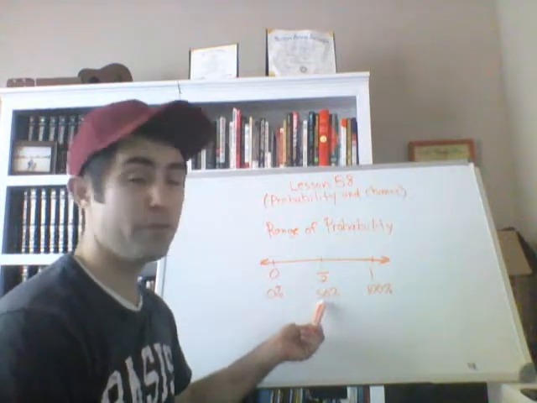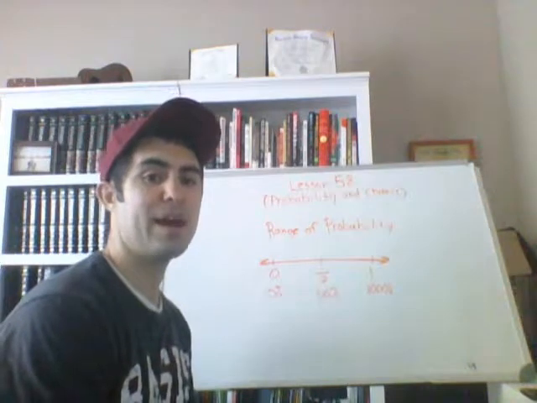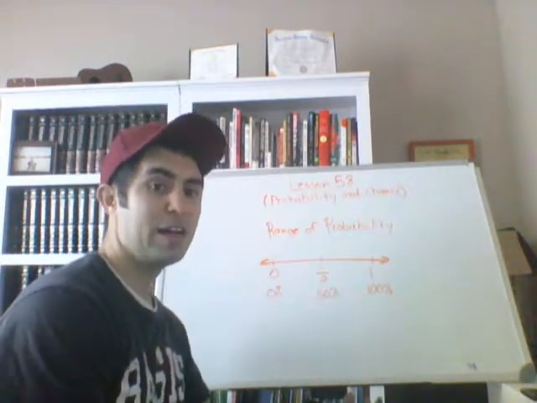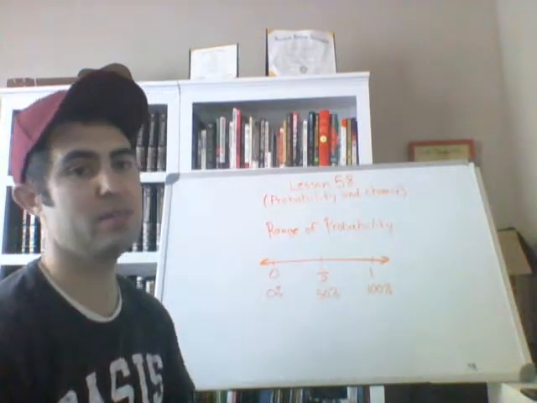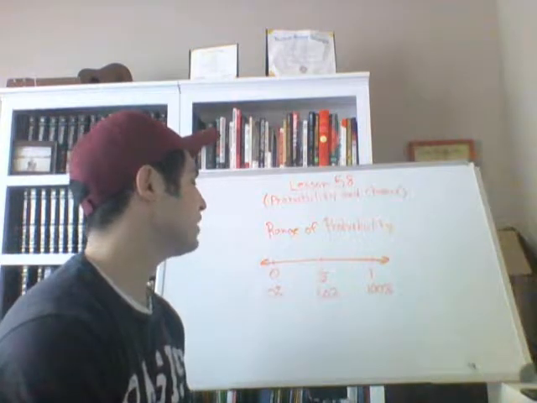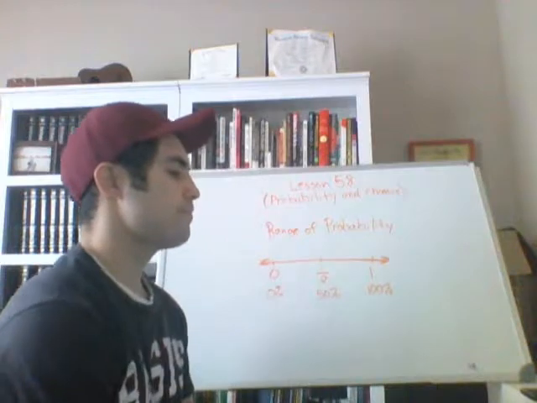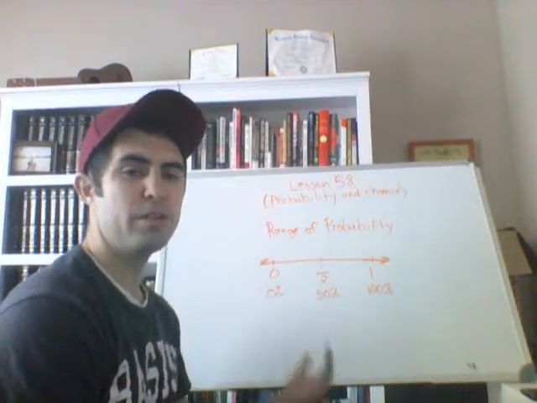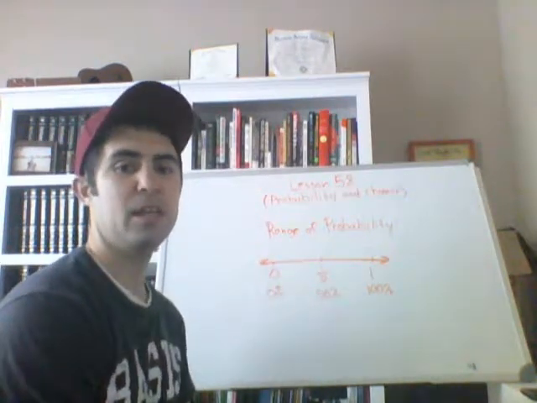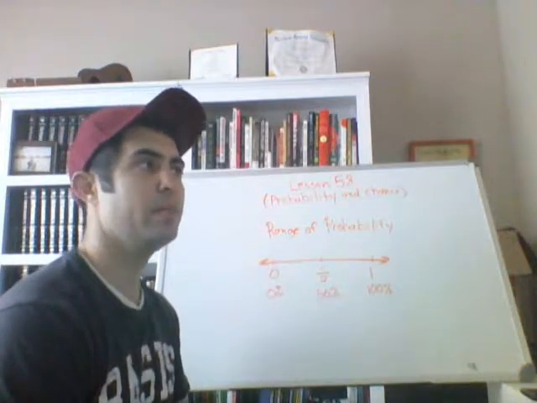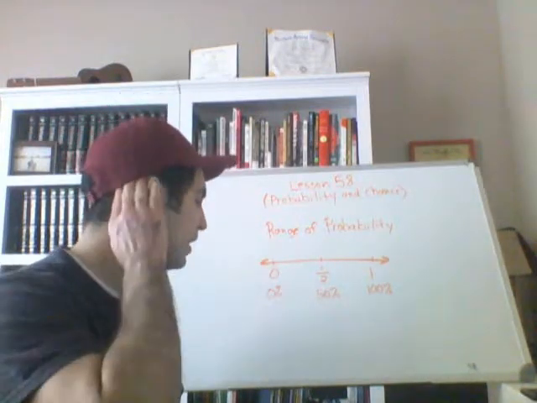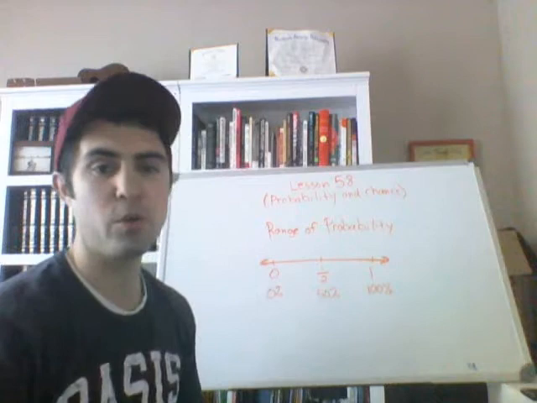Now, if you were 50% certain that the sun would rise, that means half of the time the sun rises, half of the time the sun doesn't. That doesn't seem very feasible. So let's think of something where there's a little bit more variability in the chances of something happening. And that would be like what we said earlier, rolling a die.